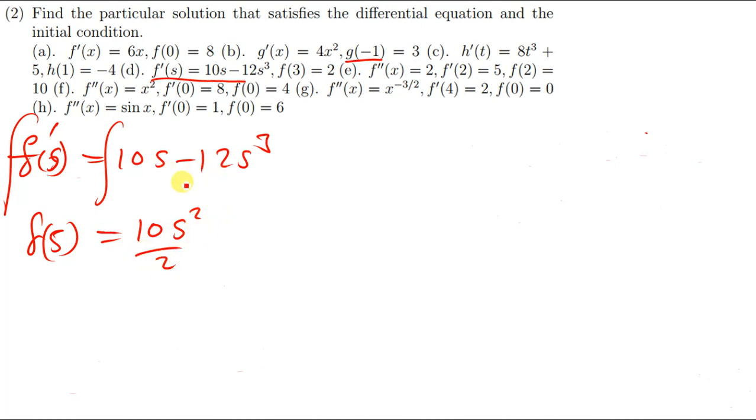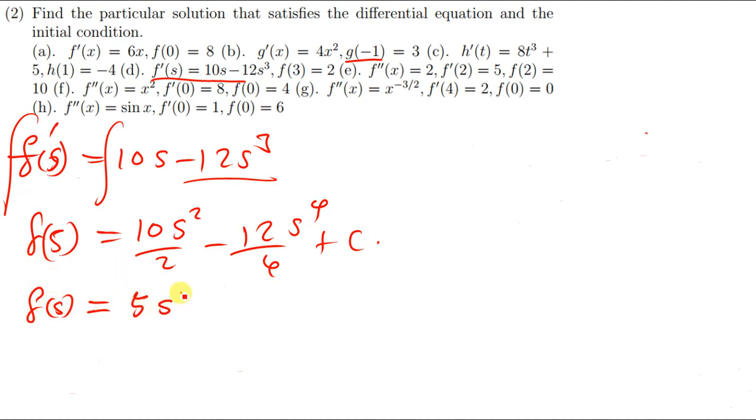And then when you integrate this part, we're going to get negative 12s to the power 4 over 4, plus c. So f of s will therefore be equal to 5s squared, then 4 into 12, this will give us 3s to the power 4 plus c. So now the initial condition here is that f of 3 is equal to 2.